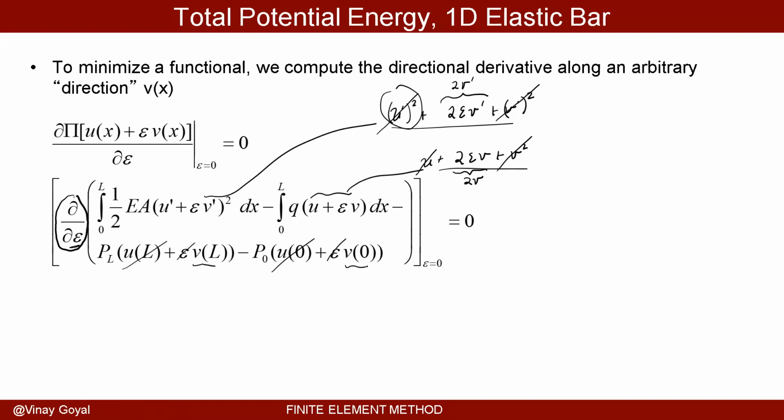One thing I did mess up, I did mess up big time, and I want to fix that so you don't get confused. This epsilon squared v prime, I messed up. It's not going to 0. That has epsilon. Okay, my bad. So when I find the derivative of this, I get 2 epsilon v prime squared. And on this one, I get 2 epsilon v.